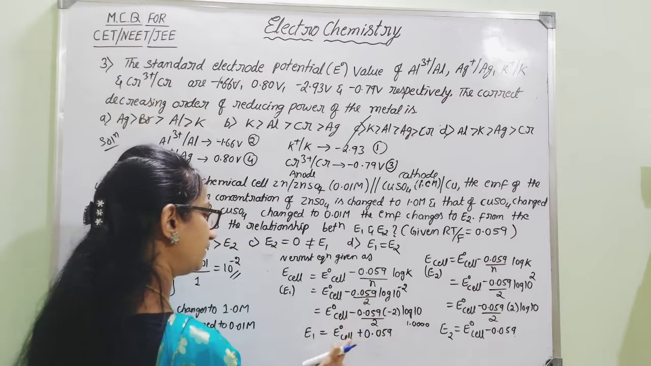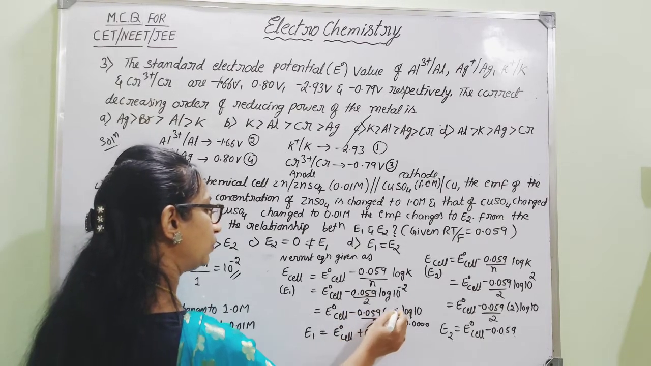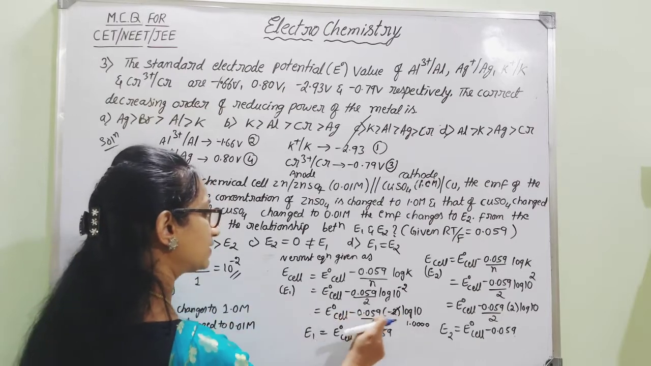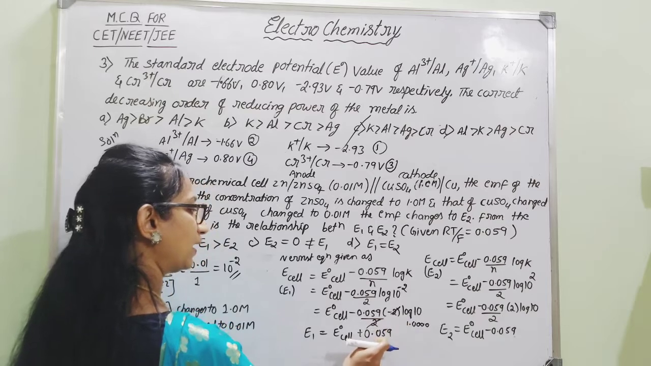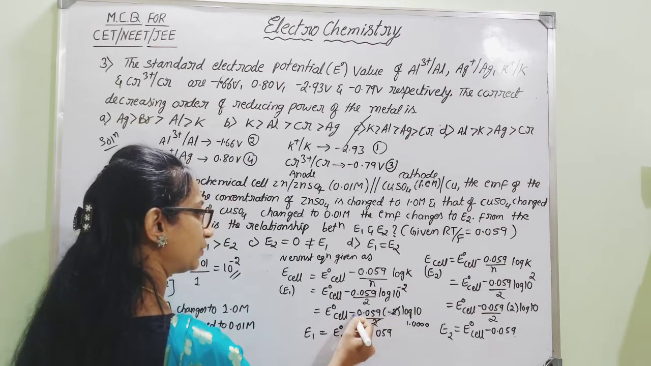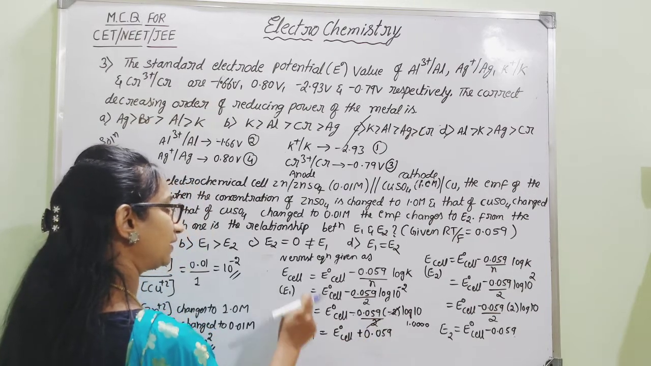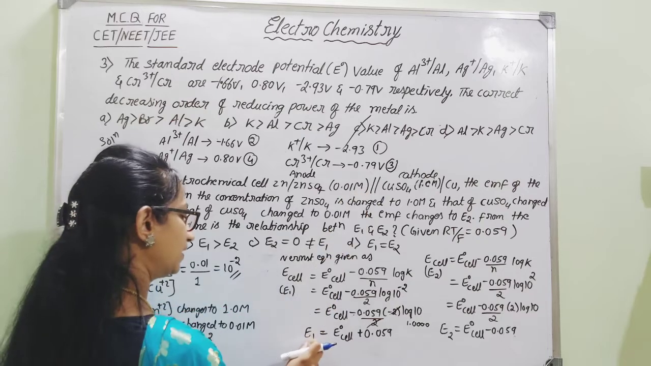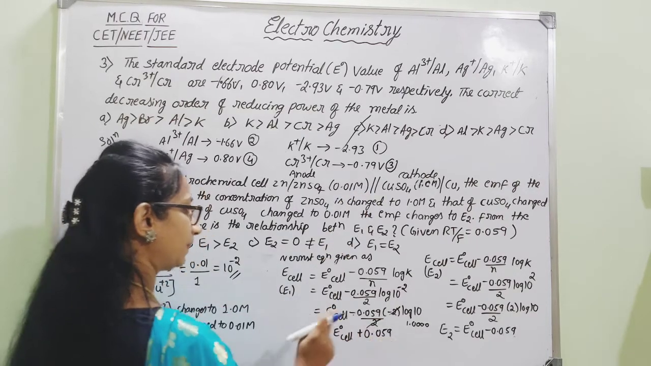Therefore here you can consider E naught cell minus 0.059. The 2 cancels, and minus into minus becomes plus. The log 10 value is 1. So, 1 into this number gives the same answer, but minus into minus will be plus. Therefore, E1, the EMF of the cell in the first concentration case, is equal to E naught cell plus 0.059.